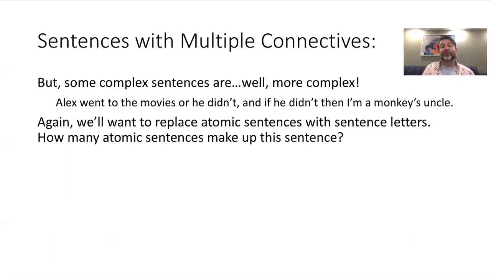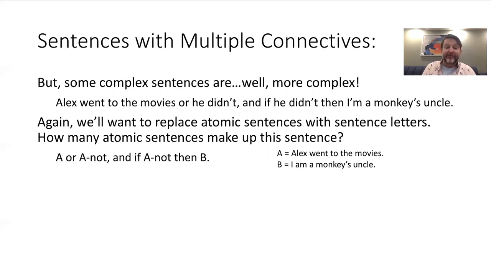So again, we'll want to replace atomic sentences with sentence letters. So how many atomic sentences make up this sentence? Sorry, I misspoke. It only involves two. So the two atomic sentences involved here are: Alex went to the movies, A, and B, I am a monkey's uncle. But this sentence is made more complex because of the use of negation. So here is an initial translation of this sentence, replacing the atomic sentences with their sentence letters. So we get A or not A, and if not A, then B.